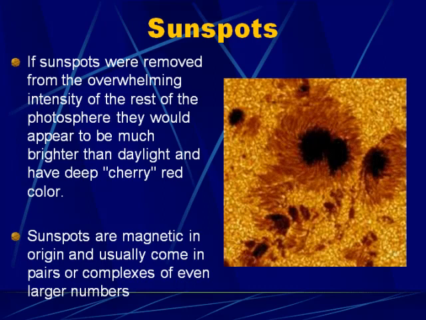Again, sunspots are magnetic in origin. Here's a close-up of some sunspots. And the interesting thing is you can actually see that the granules have been stretched out in the penumbra region around the sunspots. The black dark region is actually called the umbra.